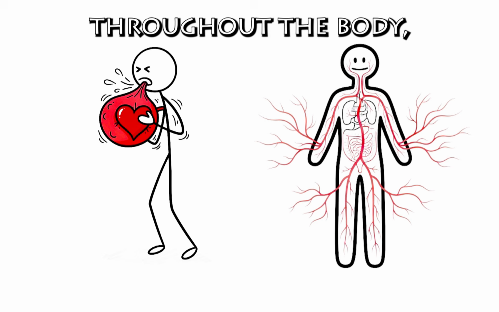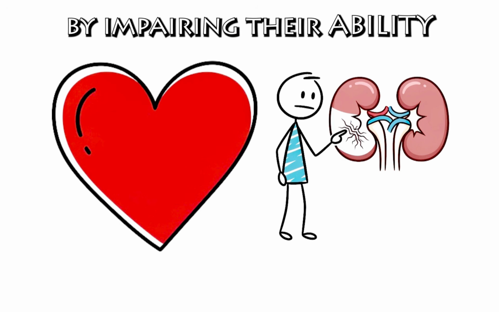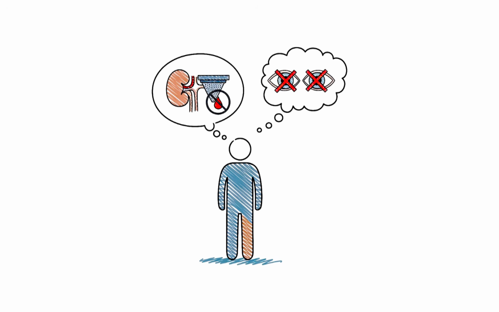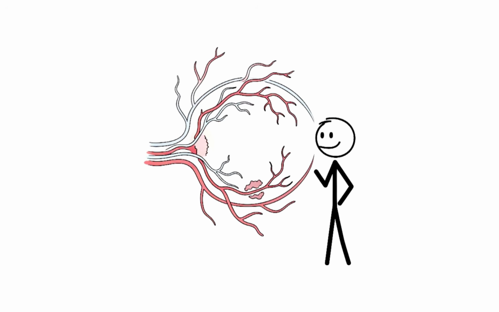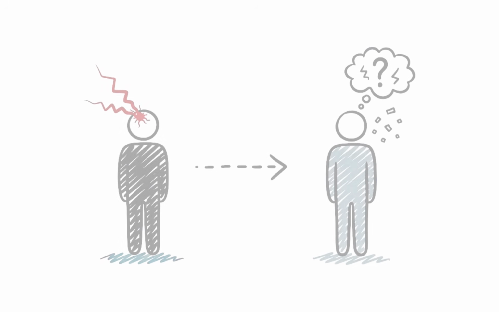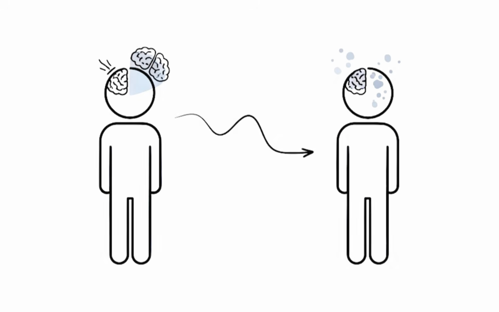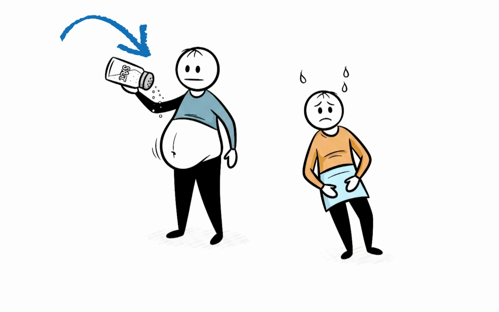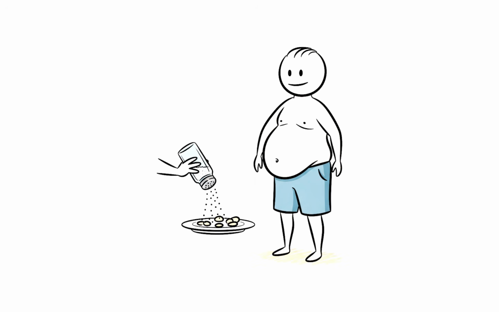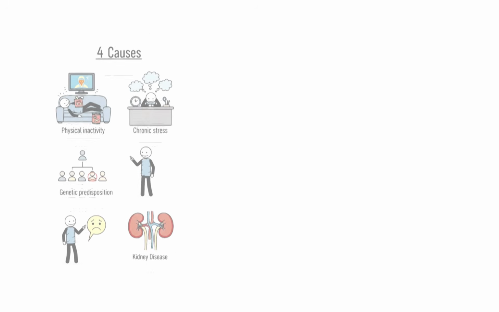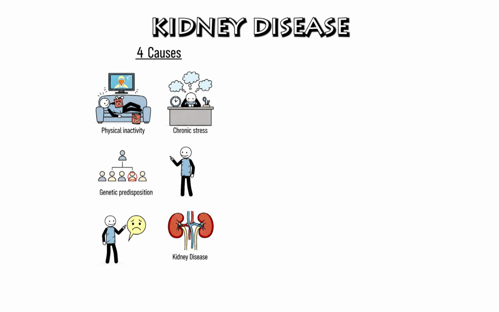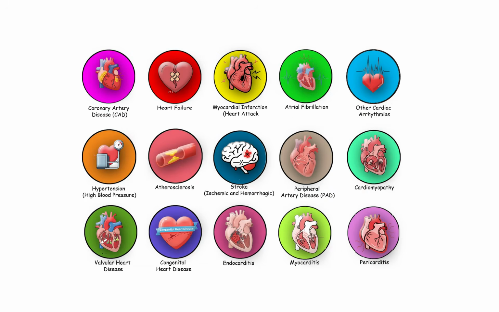Hypertension affects blood vessels throughout the body, not just the heart. It can damage the kidneys by impairing their ability to filter blood, harm the eyes by damaging delicate blood vessels in the retina, and weaken arteries in the brain, increasing the risk of stroke and cognitive decline. Common contributing factors include excess sodium intake, obesity, physical inactivity, chronic stress, genetic predisposition, kidney disease, and hormonal disorders.